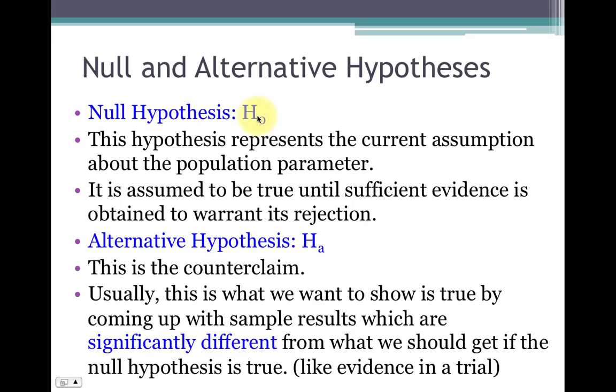So our null hypothesis is going to state something like Gestamax doesn't increase pregnancy lengths. Gestamax produces pregnancy lengths that are just the same as the regular population. And the alternative would be that Gestamax increases pregnancy lengths. And that's what we want to show. We want to show that the results produced by Gestamax are significantly different from what we would get if we just simply believed that the population parameter was 266 days.